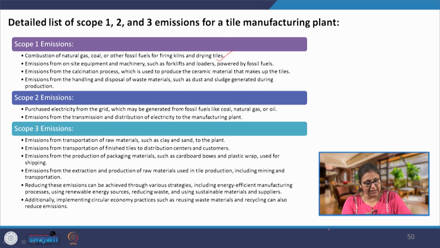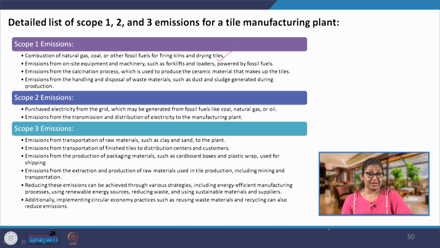Now, scope 3 emissions, which are indirect, include transportation of raw materials, which could be coming from different places, transportation of the finished product, the finished tile, that is again upstream, and production of packaging materials. So, there is a lot of packaging material coming in, cardboard boxes, plastic wrapping, and all this packaging material is also being manufactured somewhere.